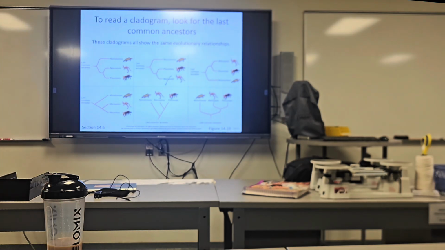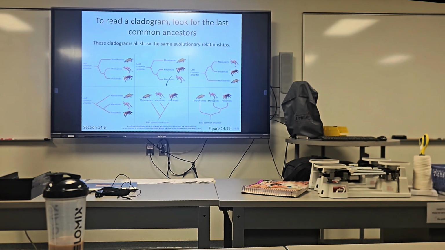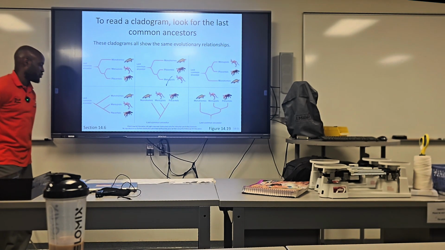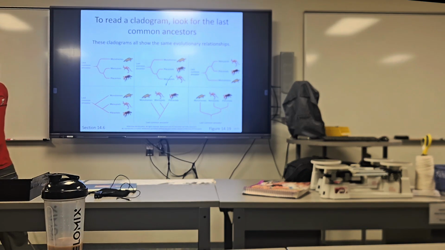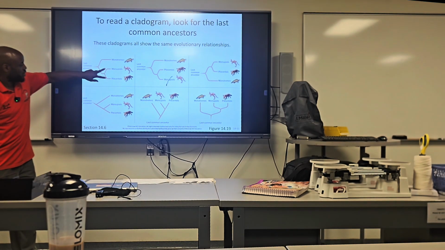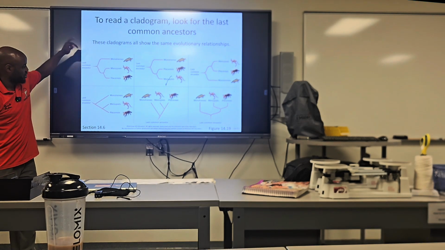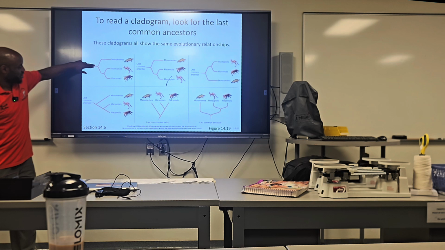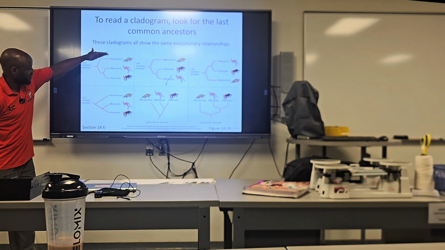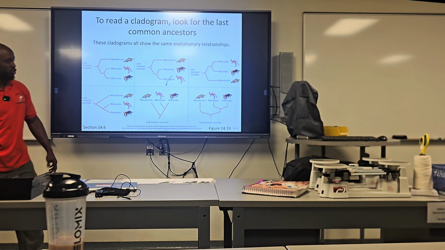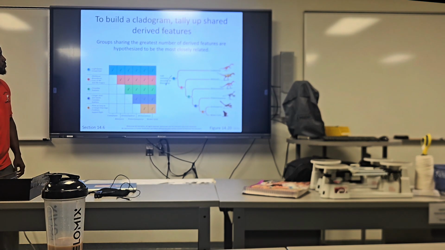To read a cladogram, look for the last common ancestors. These cladograms all show the same evolutionary relationships, right? Just showing you different ways, once again, that they have evolved. So you had some type of mutation, an evolutionary split here, and you evolved into these two species. You had some kind of mutation here, some evolutionary split here, and eventually evolved into these monotremes, and these eventually evolved into two more species. So it's just showing you the history.